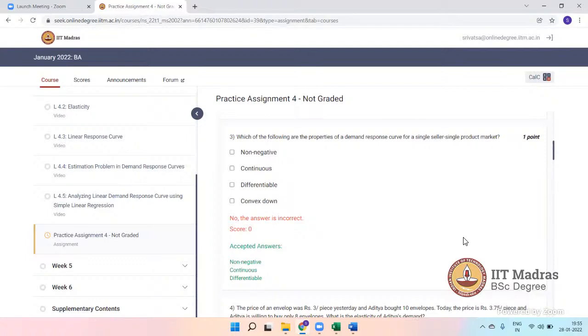Since it's only one seller, you will not have that convex property coming in. It need not be convex down. But like I said, I will ask Gemini to respond to this. It need not be, because it's one seller, one product. Does the curve become linear for this particular case? It need not be, but it will not be convex down.